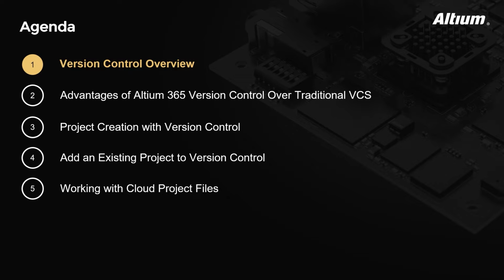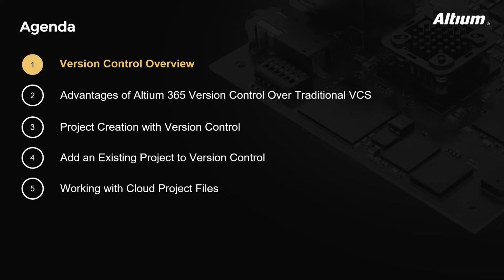We're going to start off today by discussing an overview of version control and its implementation in Altium 365. And then we will discuss the advantages of storing your projects and components in an Altium 365 workspace, and then briefly review the advantages over our traditional version control systems. After that, I'll switch to Altium Designer to show it all in action.